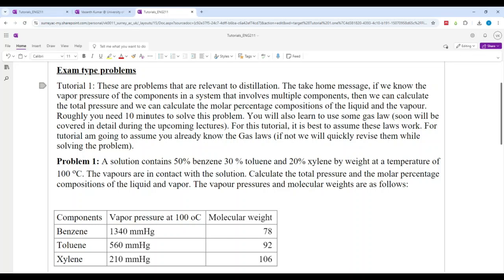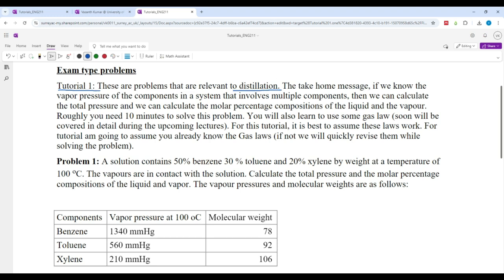So in this video, I will solve some exam type problems. Probably we will solve up to 3 to 4 problems. All these problems will become part of tutorial 1. And how are these problems designed? Mostly these problems are directly related to distillation.